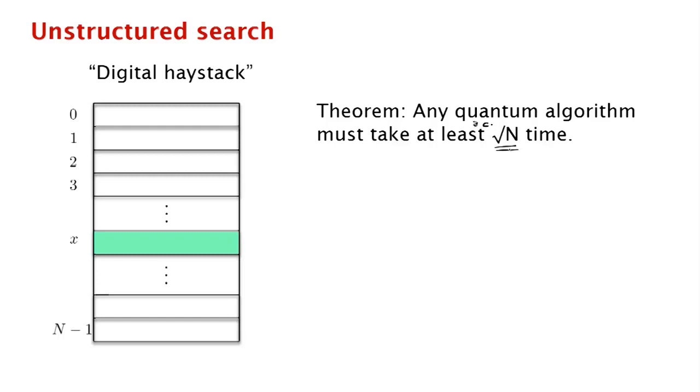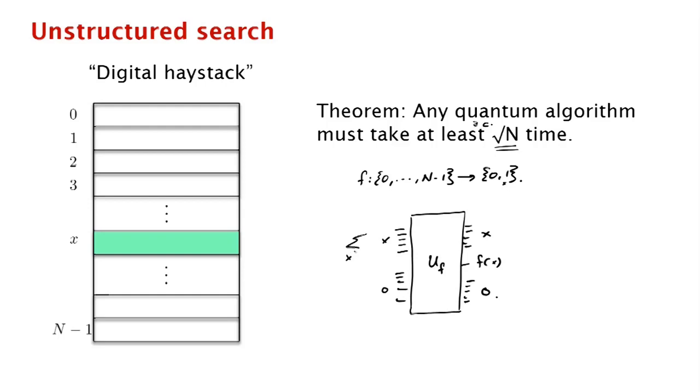Now, what do we mean by a statement like this? Suppose we think of this function as f, such that f maps 0 through N minus 1 to 0, 1. The marked item has f of x equal to 1. And what are you allowed to do in one step? What we are allowed to do is we have the quantum circuit for f, which computes this. Except, of course, you're allowed to query in superposition. You're allowed to give the input in superposition, and you get the output in superposition. So what this theorem actually says is that the number of queries, the number of times you have to invoke this quantum procedure, is at least some constant times square root of N.